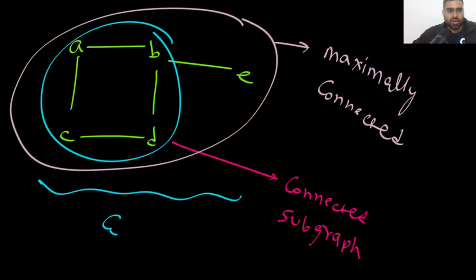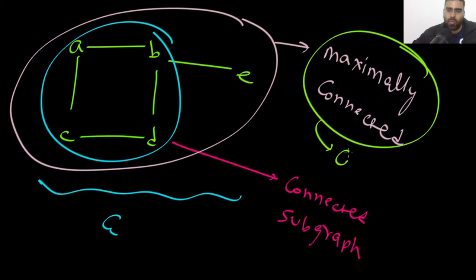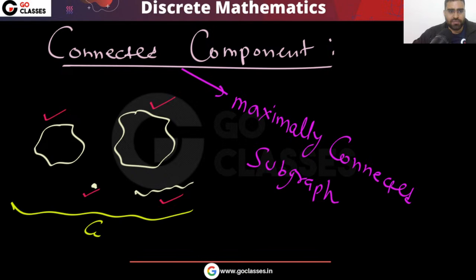Okay, so this is your component. Remember, this maximally connected subgraph is your component. This is called a component. So component means maximally connected subgraph. What is a maximally connected subgraph? This is the definition of a component.